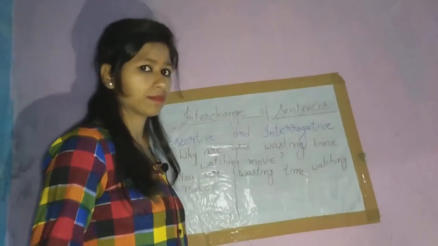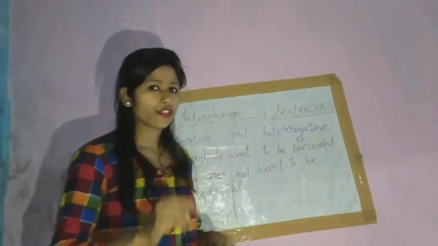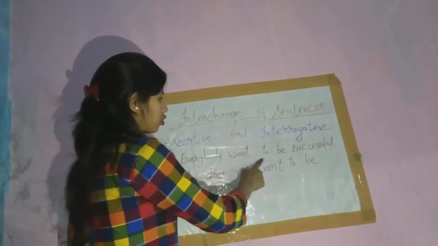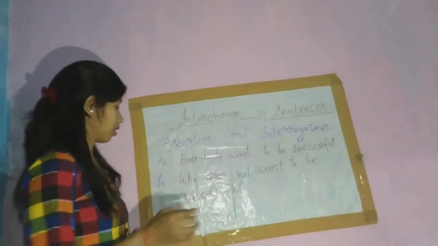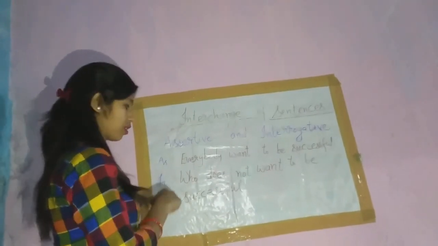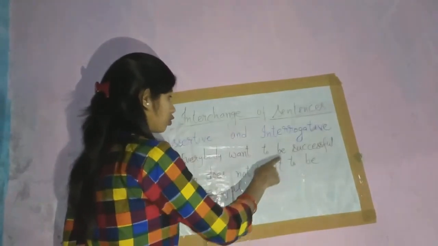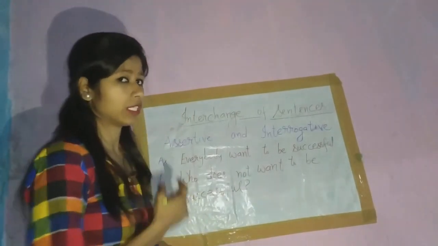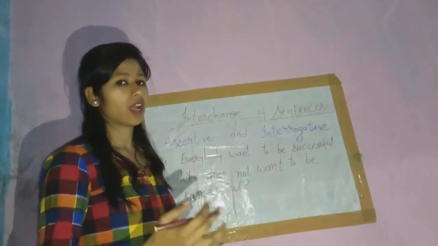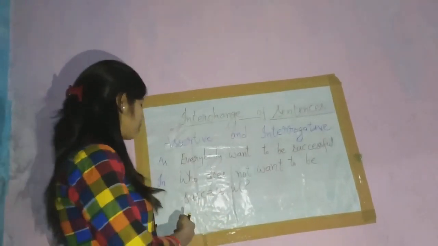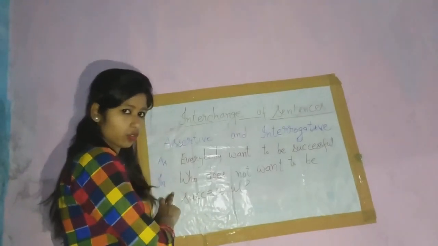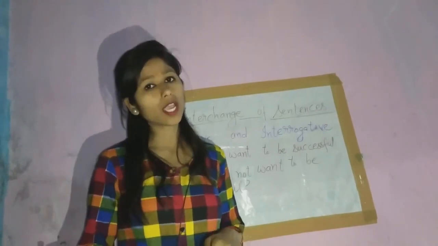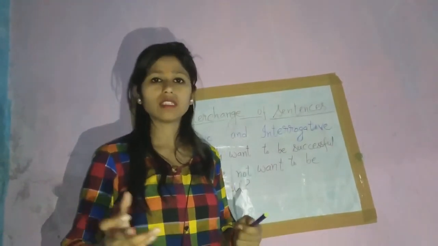Another example is an assertive sentence. Everybody wants to be successful. Interrogative of the same sentence is who does not want to be successful? You can see the meaning of both sentences is the same, but they are of different kinds. One is an assertive sentence, another one is interrogative. So we can interchange one kind of sentence into another kind and vice versa very easily.